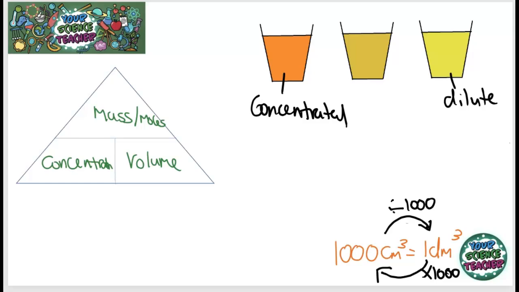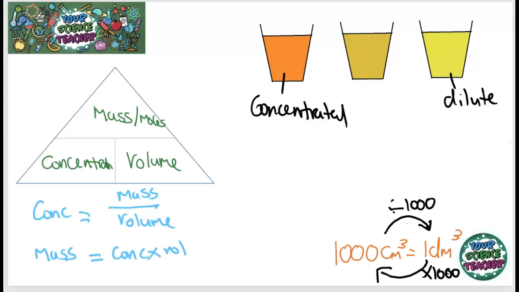To rearrange to calculate other parameters, all you need to do is cover up the bit of the triangle that you want to calculate. So I said that concentration is equal to the mass or the moles divided by the volume. But you could also calculate the volume or the mass using this triangle. So for example, if you wanted to calculate the mass or the moles, you could do the concentration times by the volume. So the way I use these triangles is I cover up what I want to calculate. So I'll show you with the volume. If I want to calculate volume, I cover up volume, and that is mass divided by concentration.